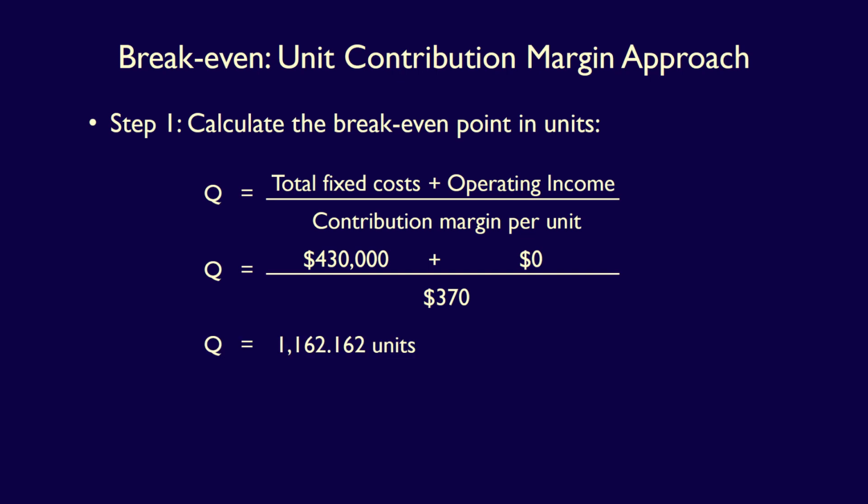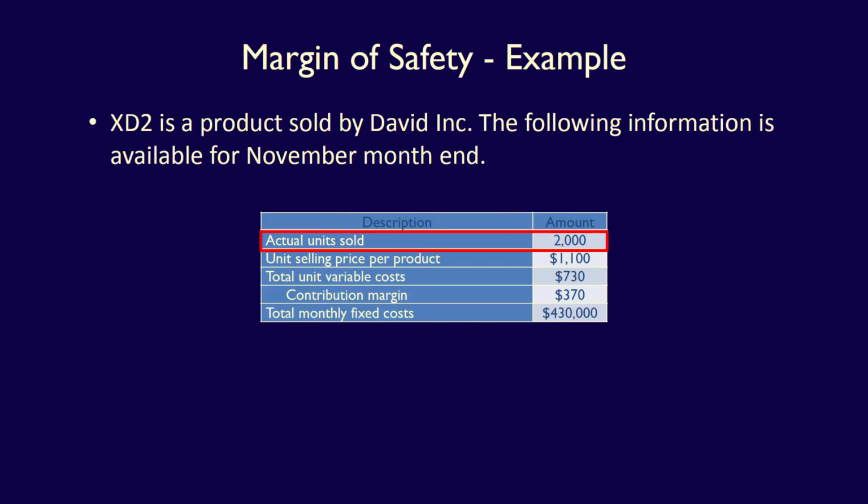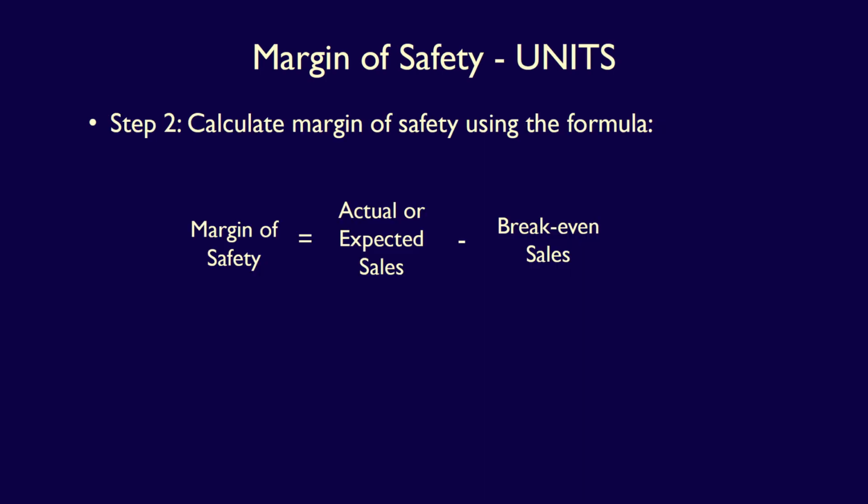Q is therefore equal to 1,162.162 units, which we round up to 1,163 units, rounded. We already know that the actual sales volume is 2,000 units, so we can move on to step 2. Calculate the margin of safety using the formula. Actual or expected sales in units less break-even sales in units equals margin of safety. For David Inc., actual sales is 2,000 units minus break-even sales of 1,163 units is equal to 837 units.